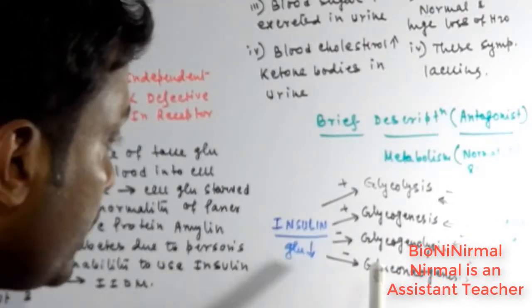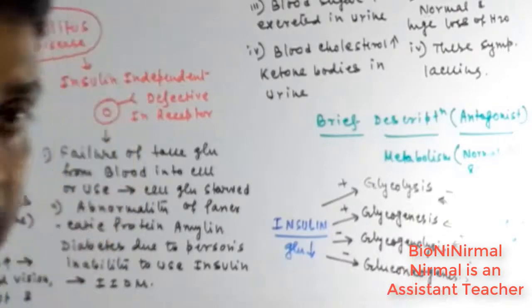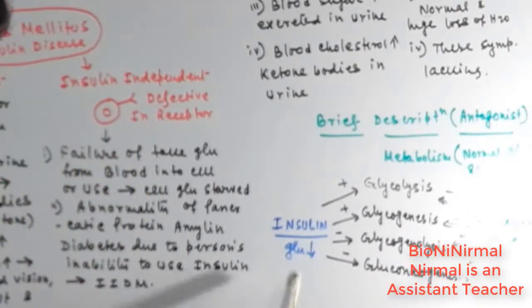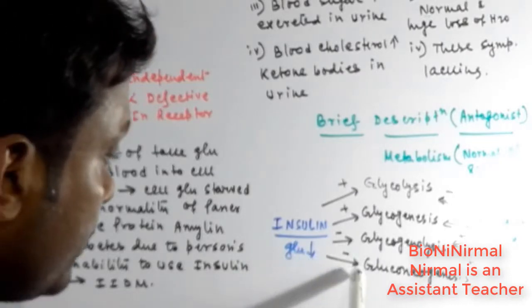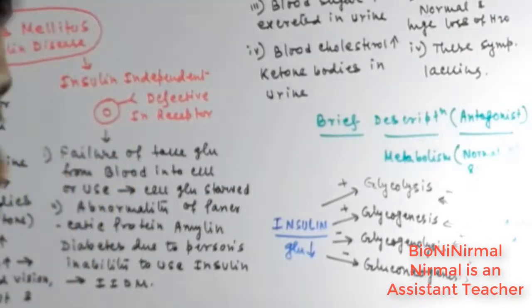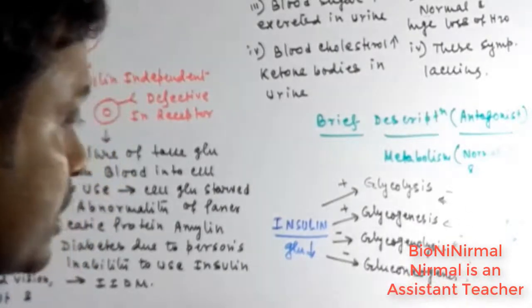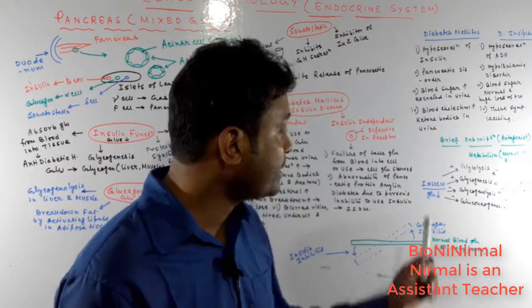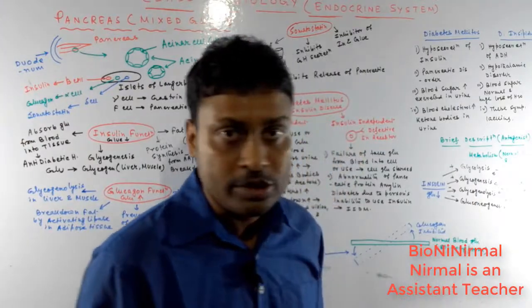And insulin actually inhibits glycogenolysis, and glucagon promotes glycogenolysis. And insulin also inhibits gluconeogenesis or neoglucogenesis, but glucagon promotes gluconeogenesis. Okay, so insulin and glucagon are called antagonist hormones.